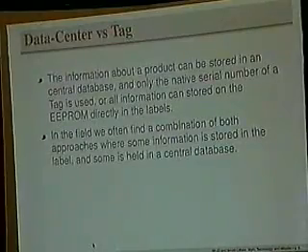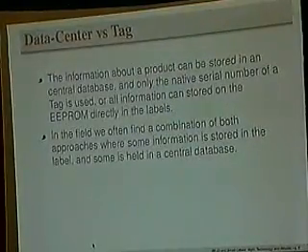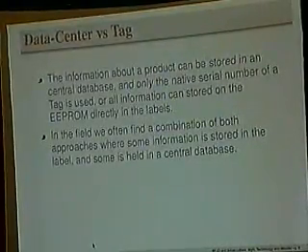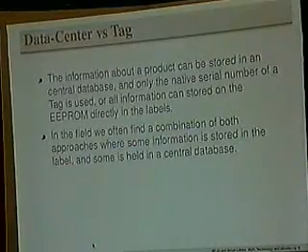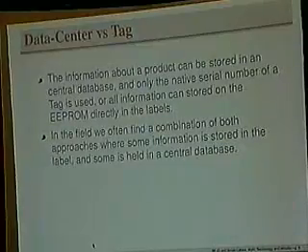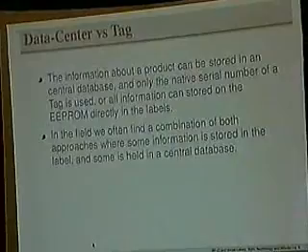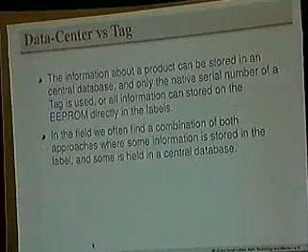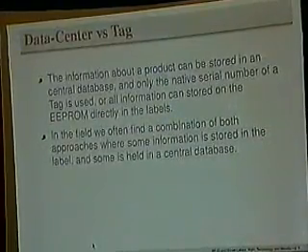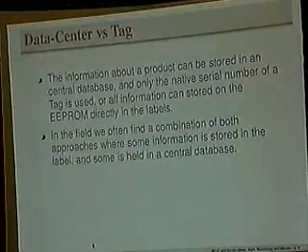There are two ways to store information. The first way is to use a data center, a database. All these labels have a unique serial number, and this serial number points as a primary key to a central database. Another way is to use the EEPROM, to use the capability of the label to store the information directly at the label.